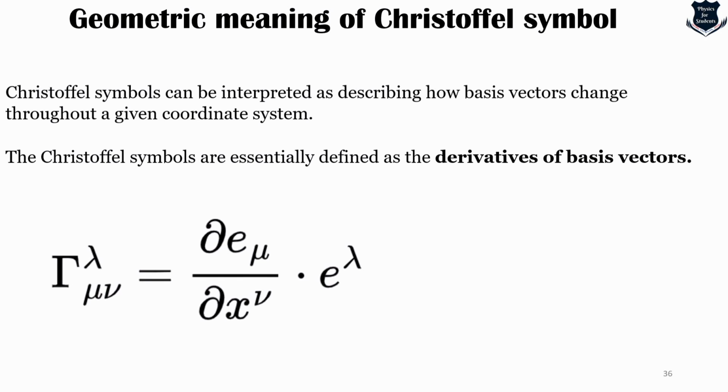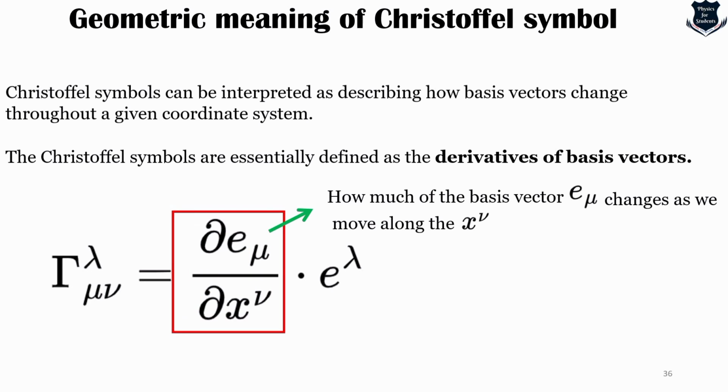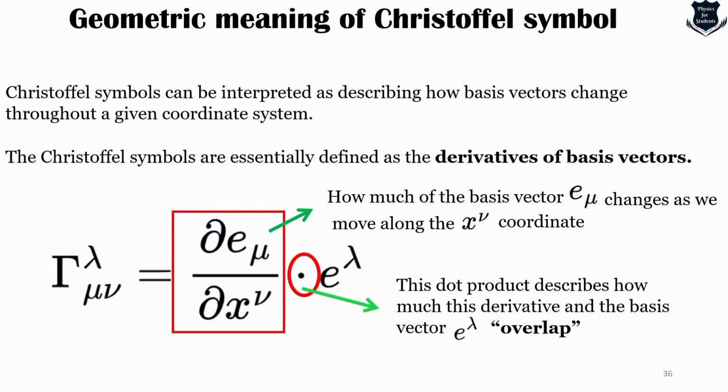Okay, so here is a vector, and I'm going to explain it. This is how much the basis vector e_mu changes when it moves along the x_nu axis. This is what is called the dot product. I have a separate video which deals with the deep details of what a dot product and a cross product are. Intuitively, understand that this dot product describes how much this derivative and the basis actually overlap. If they overlap absolutely, that means they are the same, and so on.